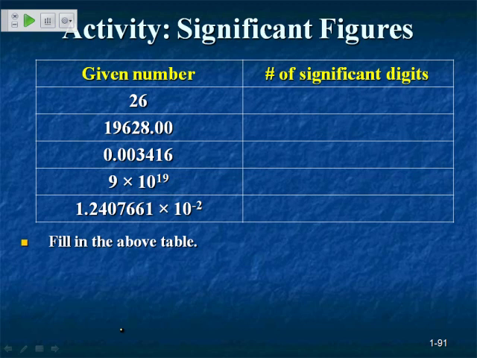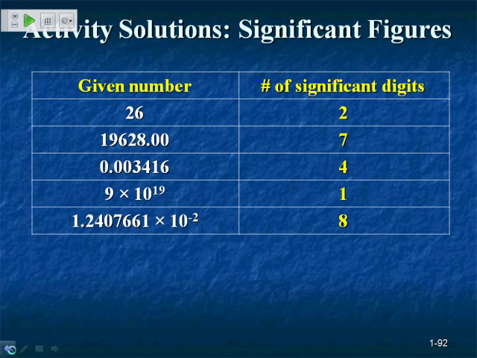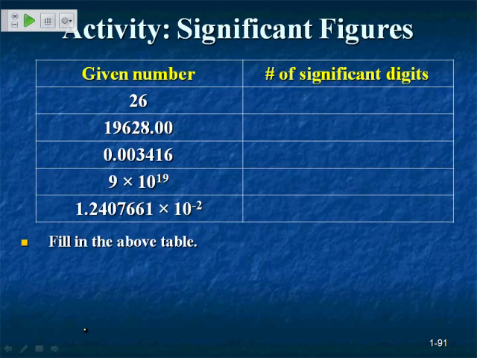What is the number of significant figures in these given numbers? 26. 2 non-zero digits, so they both are going to count. Second number, 19628.00. Would we count these 2 zeros? We will, because there is a decimal point. So the second one is 7.